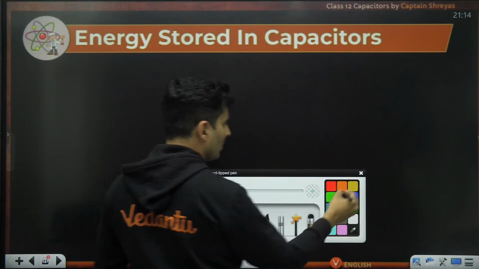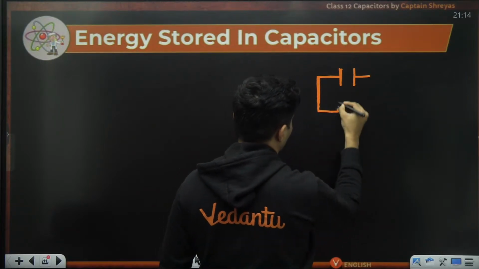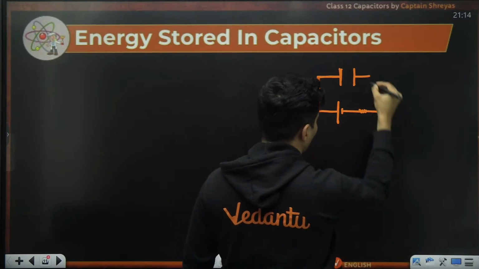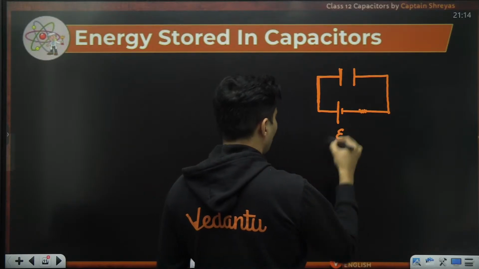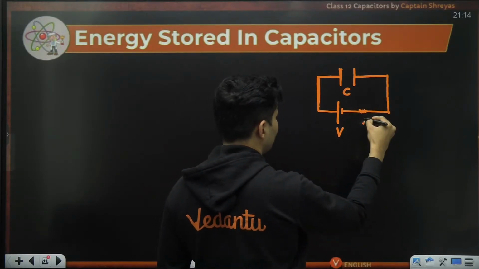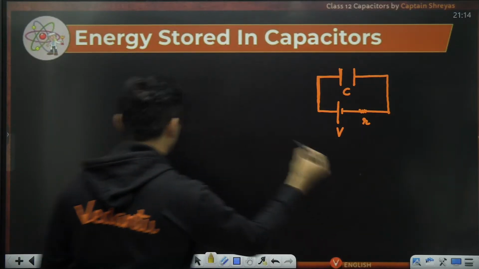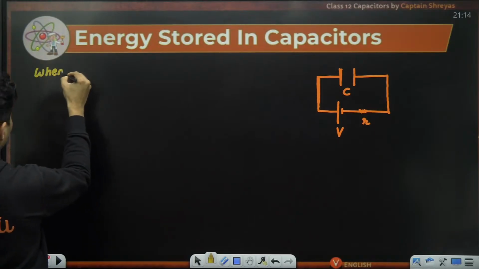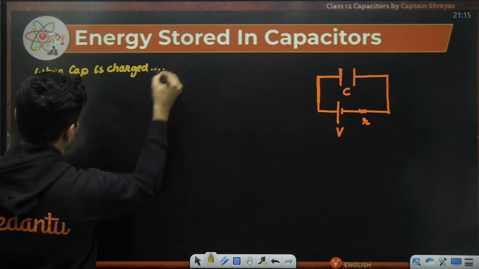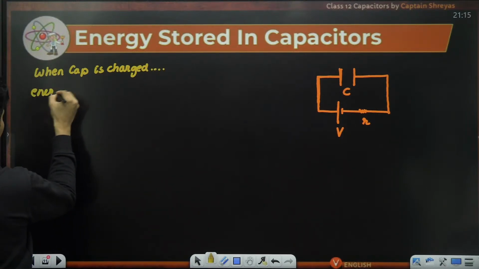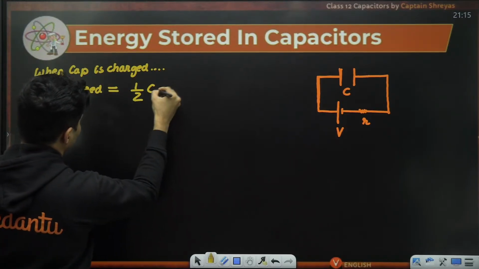Okay, and I want to show that to you. Imagine this is your capacitor and this is your battery, and no matter which wire you take, there is always some kind of resistance of that wire. So this is my battery of some voltage V, this is capacitance, this is some internal resistance or some wire resistance, whatever it is. So when the capacitor is charged, the energy which is stored in it is nothing but half C into V square.